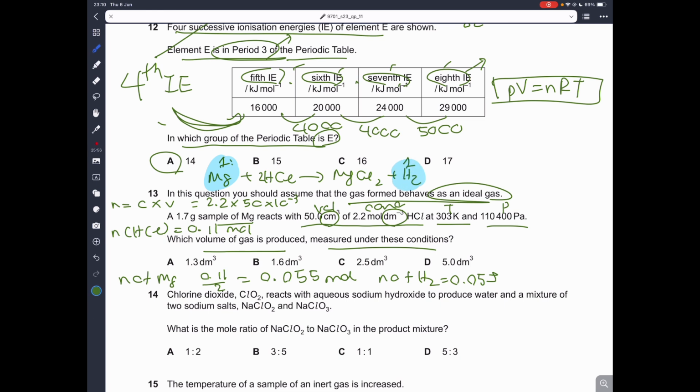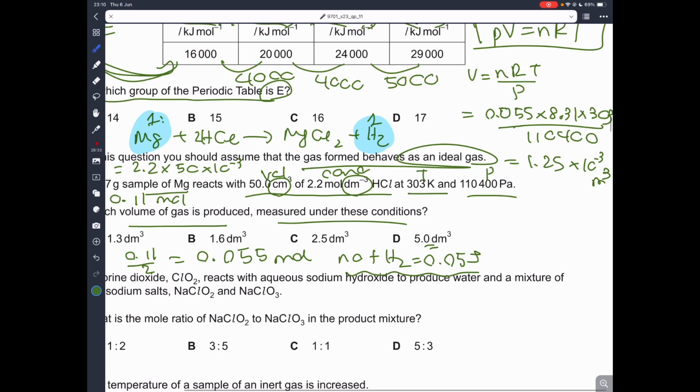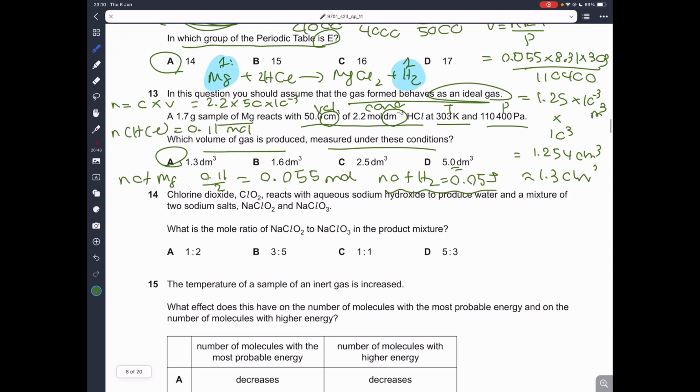Okay, now we can use the PV equal NRT formula. So V is equal to NRT over P, because we're going to find the volume of hydrogen. The mole of hydrogen is 0.055, times the gas constant 8.31, times 303, over the pressure, changed into Pascal. This will give us 1.25 times 10 to the power minus 3. Note that the answer is in meter cube, so you have to convert it into dm cube by multiplying by 10 to the power 3. So this gives us 1.254 dm cube, approximately 1.3 dm cube. Therefore, the correct answer should be A. Okay, so I hope you got that.